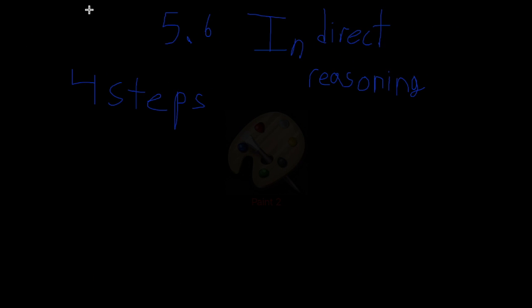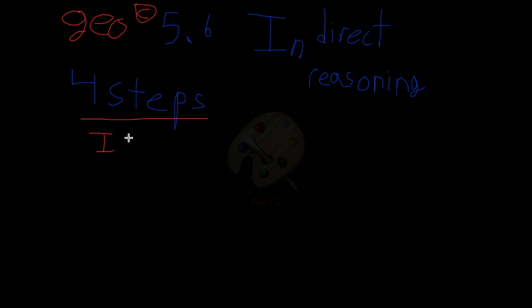Okay, the second part of this 5.6 is indirect reasoning for Geo Academy. Copyright, because I don't want nobody stealing my idea for this. This is all me. And basically, indirect reasoning is another way to prove that something is correct. And to do so, there are 4 steps.